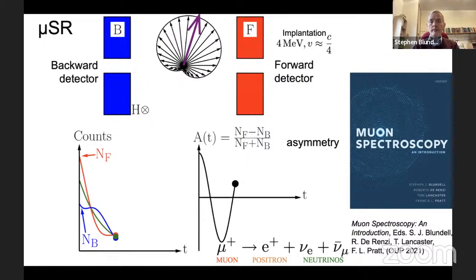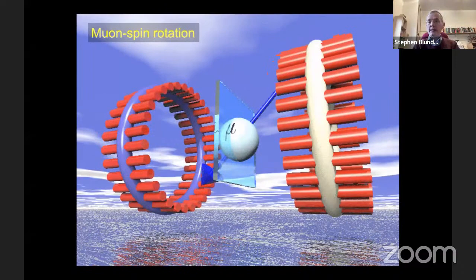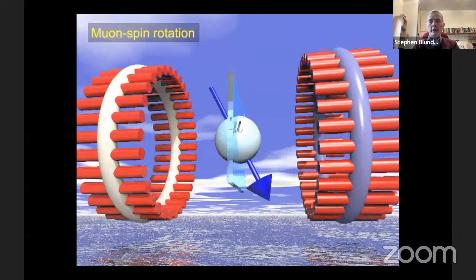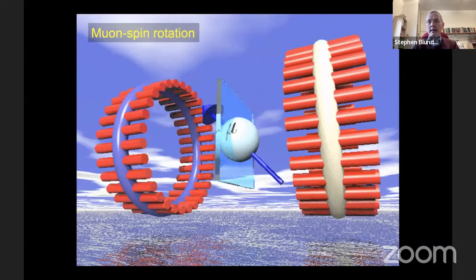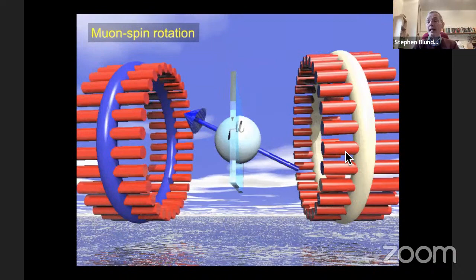I will just briefly show you the same experiment, but this is now a computer animation of the same thing. So in this animation, I've drawn the muon coming in, stopping in a sample. And once it's inside the sample, it experiences a magnetic field. It starts precessing. And whenever the spin is pointing towards a detector, the detector is triggering.